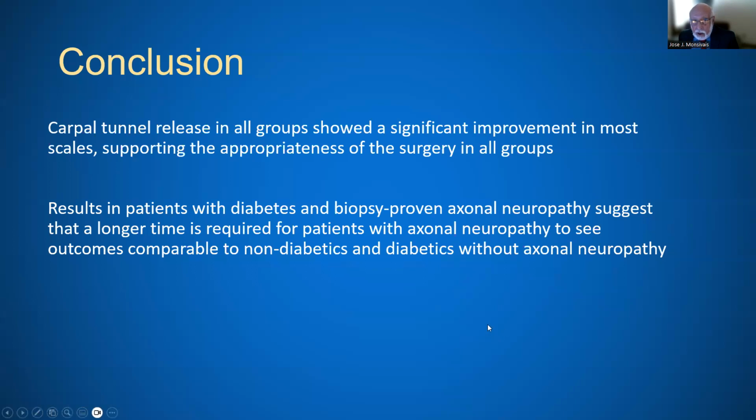So in conclusion, carpal tunnel release in all groups showed a significant improvement on most scales, supporting the appropriateness of surgery in all groups. Results in patients with diabetes and biopsy-proven axonal neuropathy suggest that a longer time is required for patients with axonal neuropathy to see outcomes comparable to non-diabetics and diabetics without axonal neuropathy.